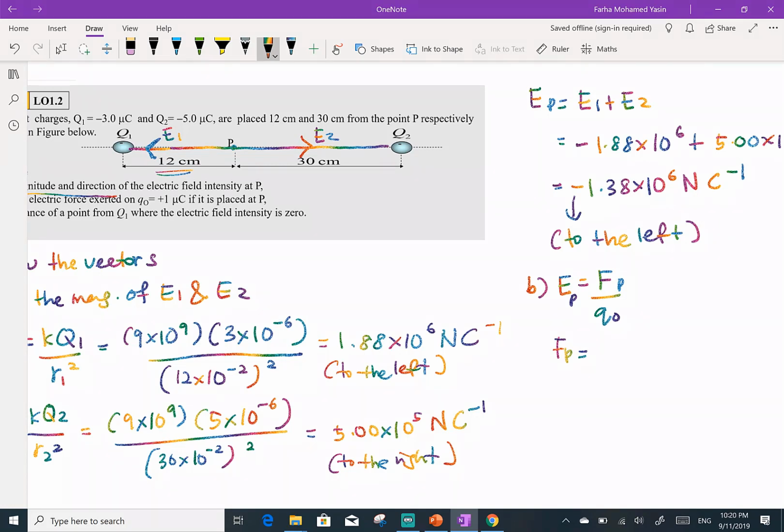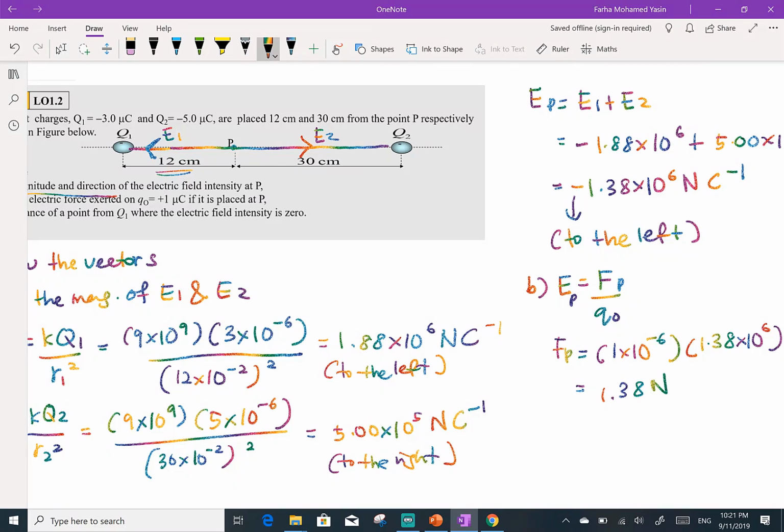FP equals to Q0, 1 power of negative 6, EP is 1.38 power of 6. Okay, dan kita akan dapat FP is 1.38 Newton. Okay, so the direction pun kita kena mention juga.